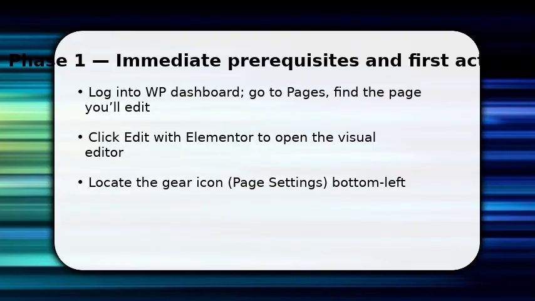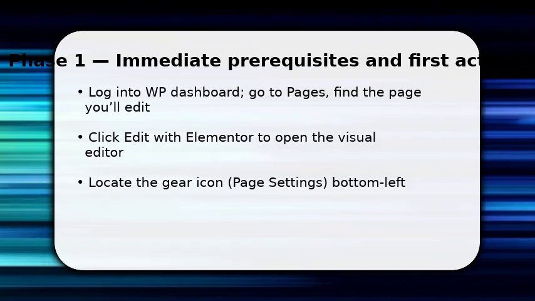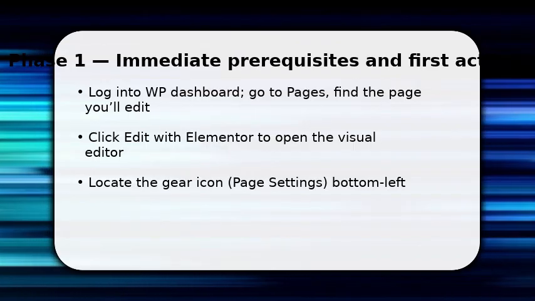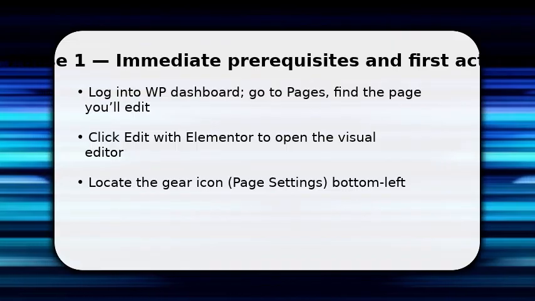You start by opening the page you want to change. Log into WordPress and go to Pages, find and open it. Once the page loads, click Edit with Elementor to enter the visual editor. In Elementor, make sure you see the gear icon at the bottom left and click it. This opens page settings where the current slug and permalink live. Do this now so you can change the URL structure without losing context or breaking navigation links.